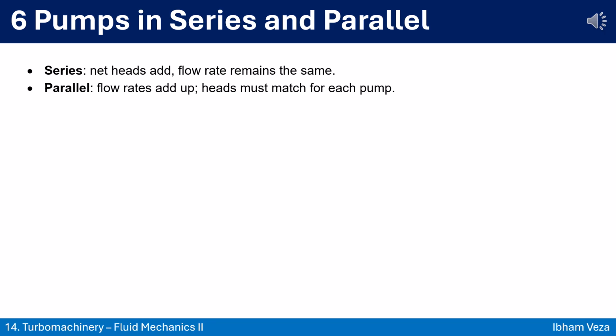In contrast, parallel pump configurations are used to boost the total flow rate. Here, multiple pumps work side by side, each handling a portion of the total flow. The total discharge is the sum of the individual flows. But to function properly, all pumps must deliver the same head, so their operating conditions must be matched carefully.